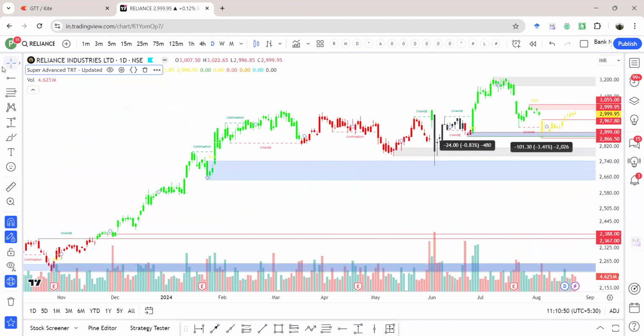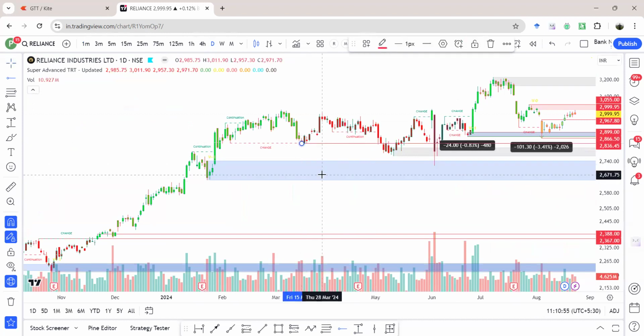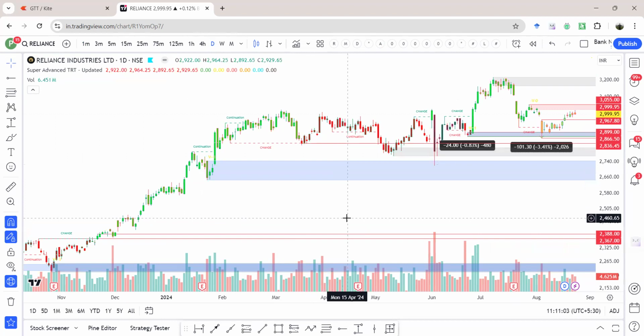So if I want to exit, I exit here. I'm not worried even if prices go up again here, because I want to avoid the scenario where prices keep falling. In that case, I will make larger losses. So I can exit immediately.